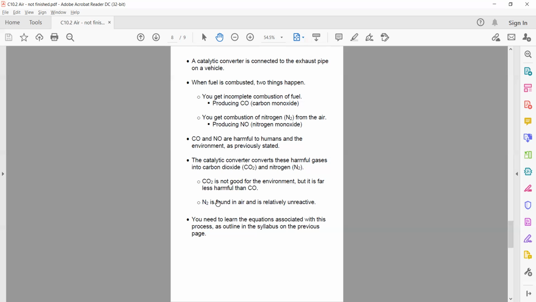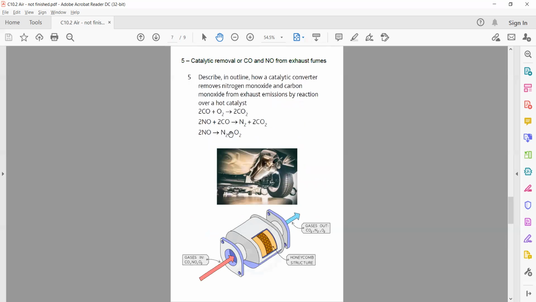So that's pretty harmless. And then for the extended guys, you need to know the equations associated with that. So you have to know these. And I literally just copied and pasted this. This is directly in the syllabus. Cool. So carbon monoxide reacts with oxygen to produce carbon dioxide. In the second one, the monoxides, both of them combine to form the nitrogen and the carbon dioxide. And then the third one, the nitrogen monoxide is converted to nitrogen and oxygen. Cool. Any questions?